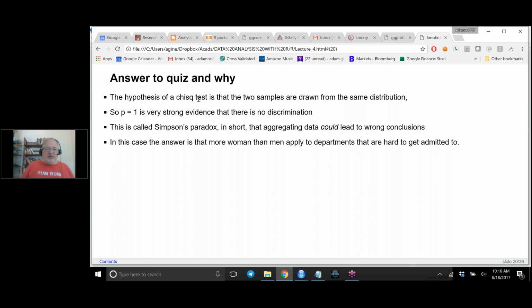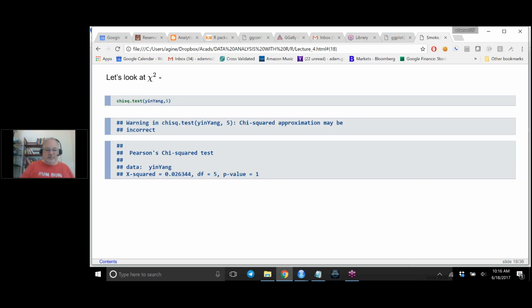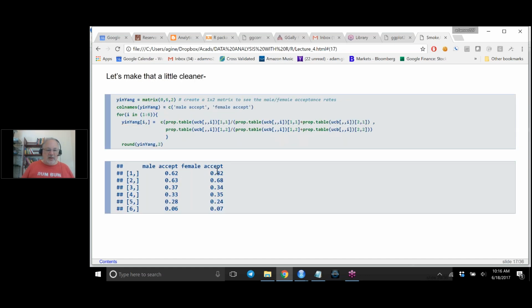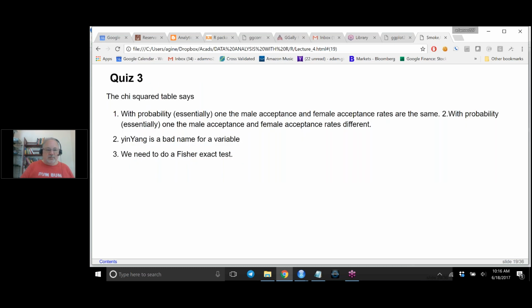The hypothesis of a chi-square test is that the two samples are drawn from the same distribution. So p equals 1 is very strong evidence of the null hypothesis that the two data sets come from the same distribution, and hence with probability essentially 1, male acceptance and female acceptance rates are the same.